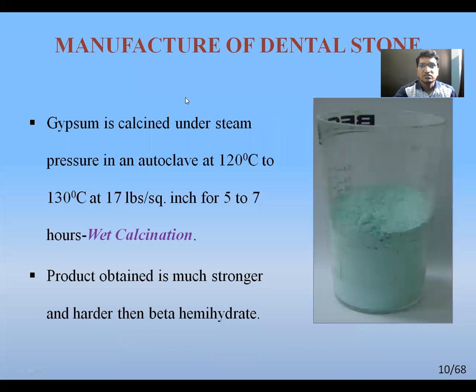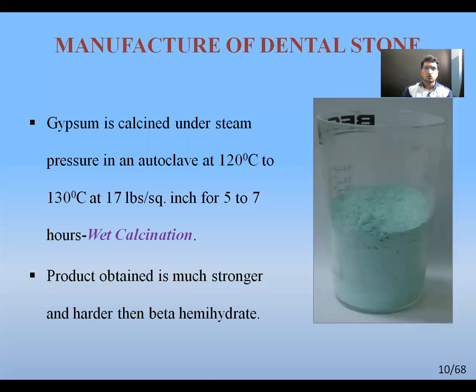So how do you manufacture the dental stone? The same gypsum, when I apply it under steam, like in an autoclave. You all might not know the autoclave. For plaster we apply heat in an open kettle, but if I apply it in a pressure cooker, you all know about the pressure cooker: when you apply heat, the pressure inside increases. We do the same thing here.